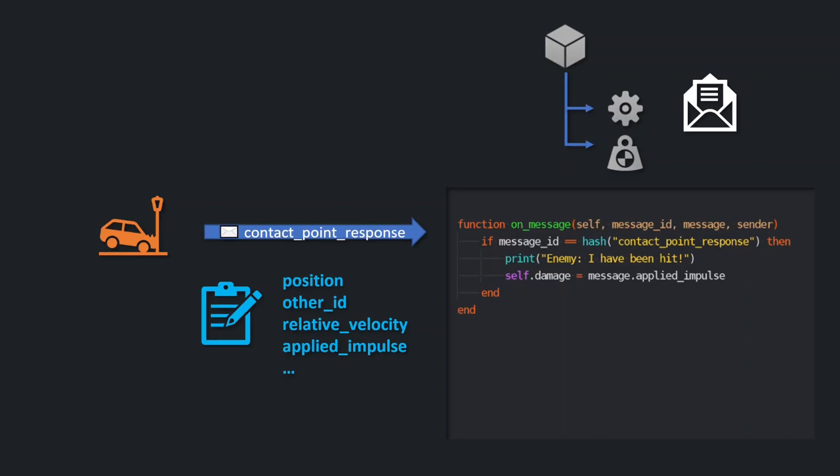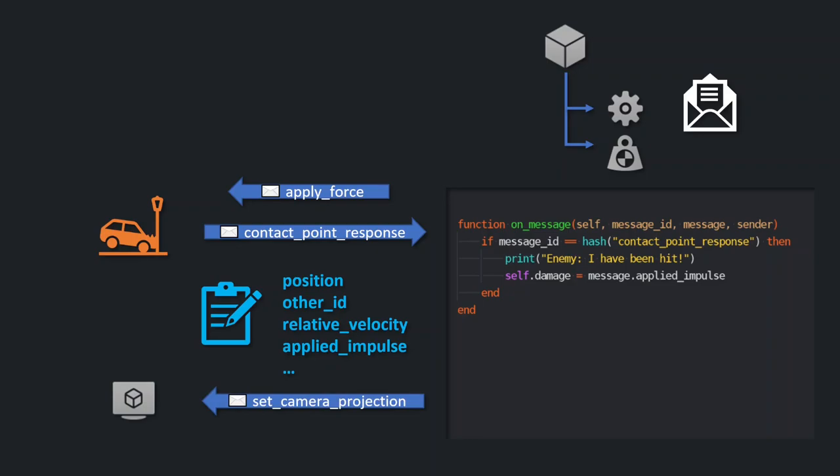You can also send messages to other components, for example to the given collision object, to apply force to it. Or you can communicate something to systems like a rendering system, when you want to modify some internal variables, change projections or activate special post-processing effects, and handle the message in the render script. But how to send a message?